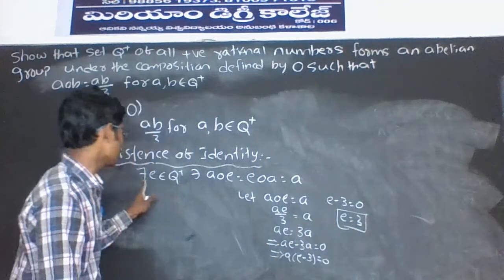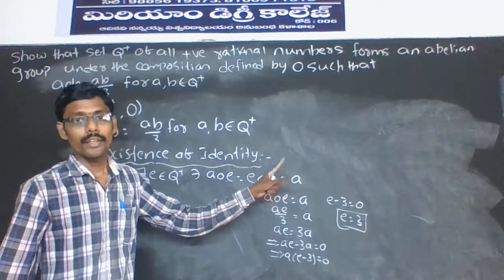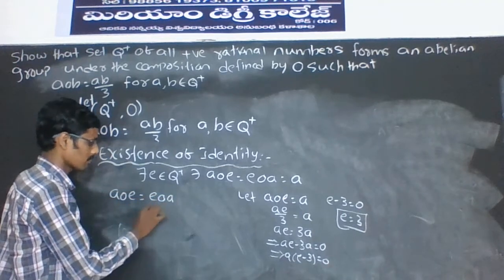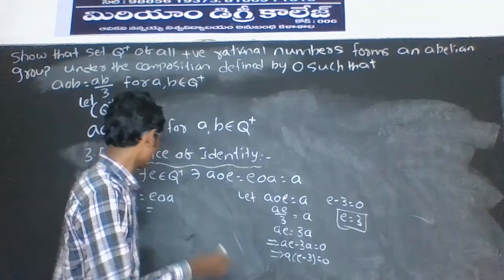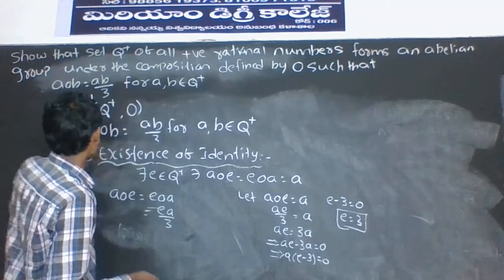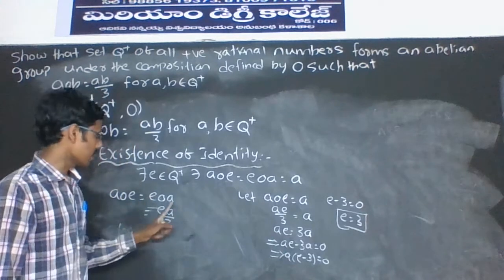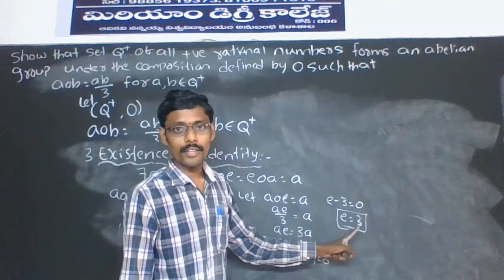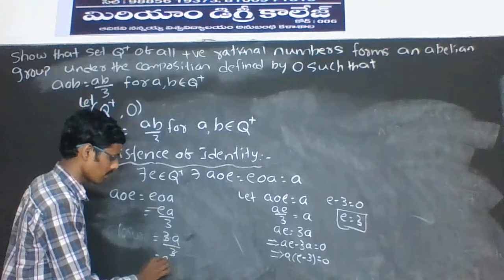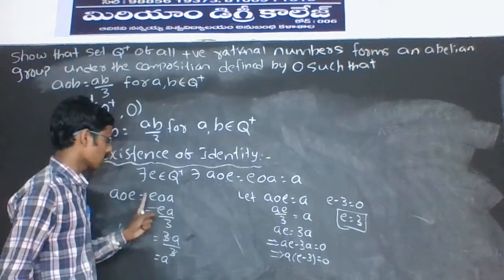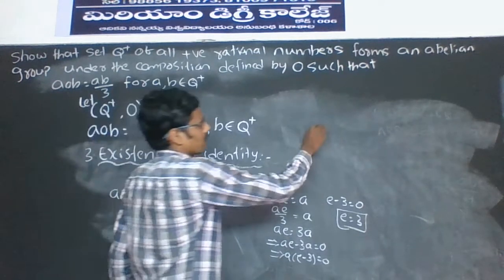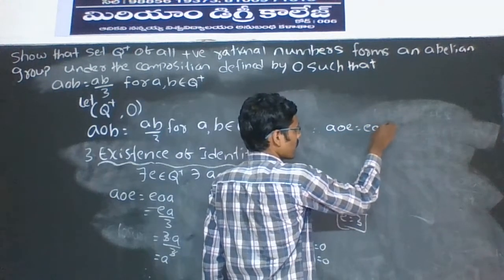To prove that A circle E is equal to E circle A is equal to A. A circle B is defined as AB by 3, so E circle A is defined as EA by 3. Substitute E equal to 3 in EA by 3: 3 into A by 3. The 3s cancel, which is equal to A. Therefore, A circle E is equal to E circle A is equal to A.